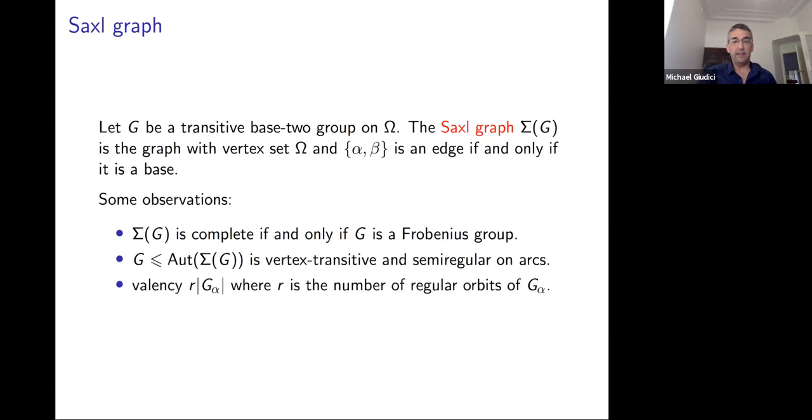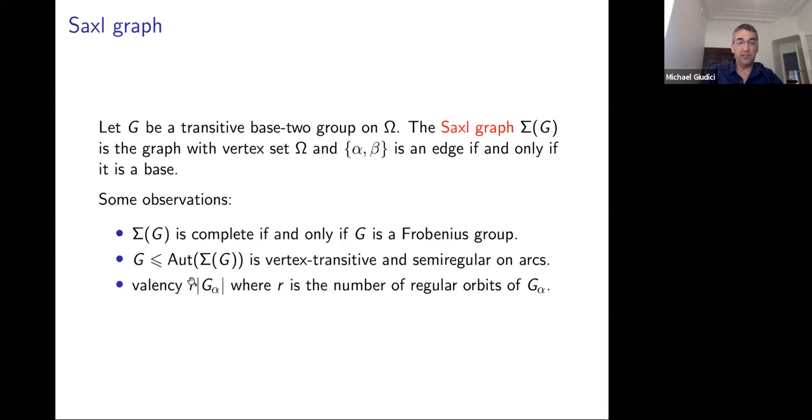So there's some obvious observations that you can make. First is that, when's my Saxl graph going to be complete? That means that every pair of points is going to have to be a base, which means that the stabiliser of any 2 points has to be trivial. Well, that's precisely the definition of a Frobenius group, right? A permutation group is Frobenius if the stabiliser of any 2 points is trivial. So that's when I get a complete graph.